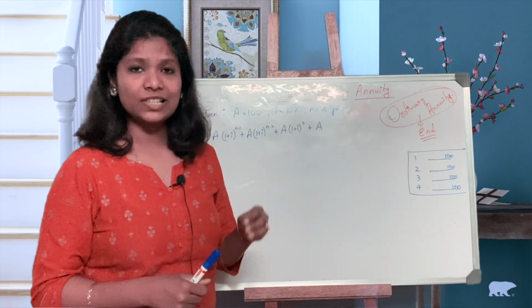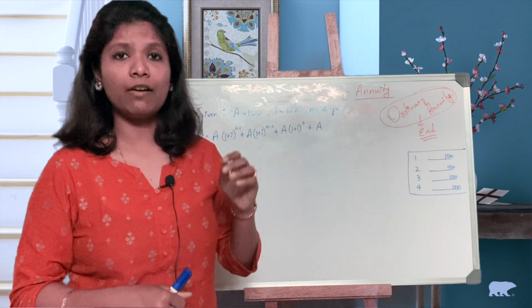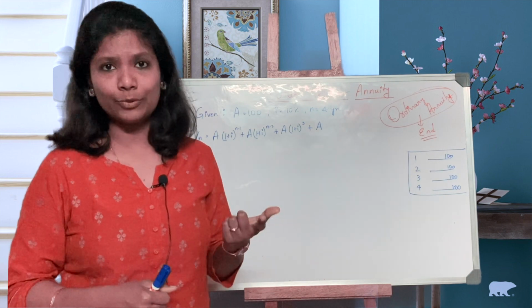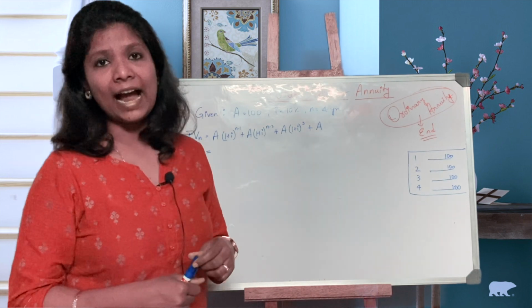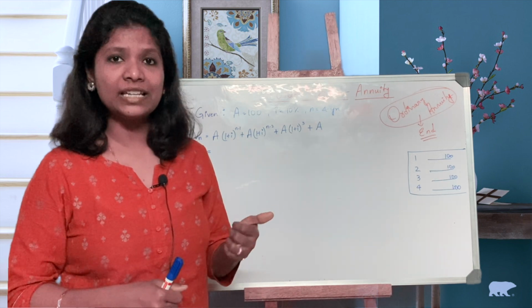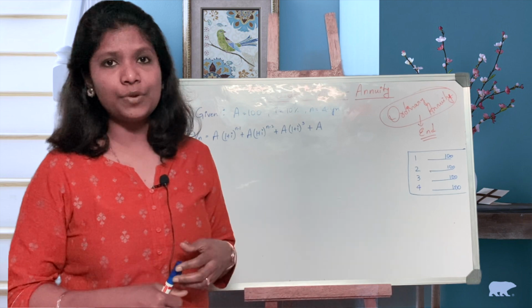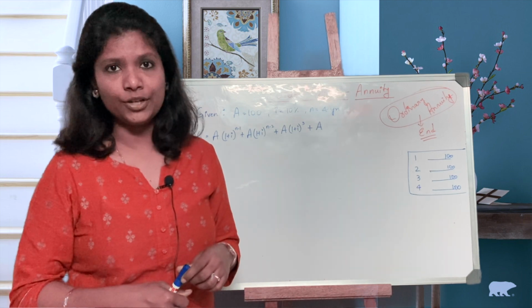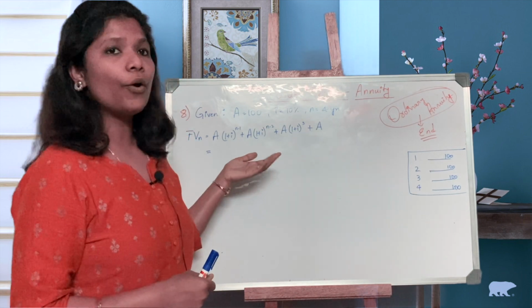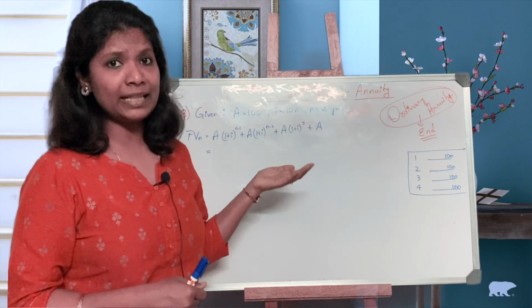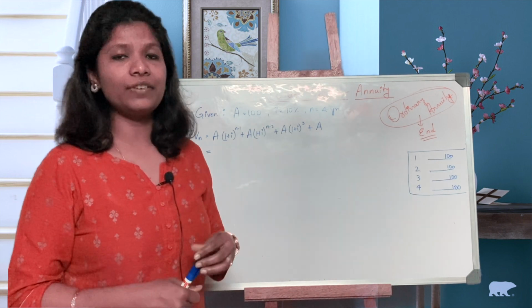So our next topic is future value annuity. We have covered future value simple interest, compounding interest. Today we'll be continuing with annuity, both ordinary annuity and annuity due, that is payments made at the end of the time period and at the beginning of the time period. This is the formula for ordinary annuity. That means you're making the payments at the end of each time period.